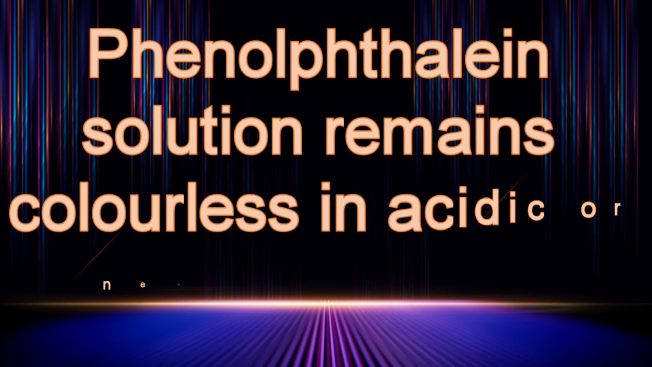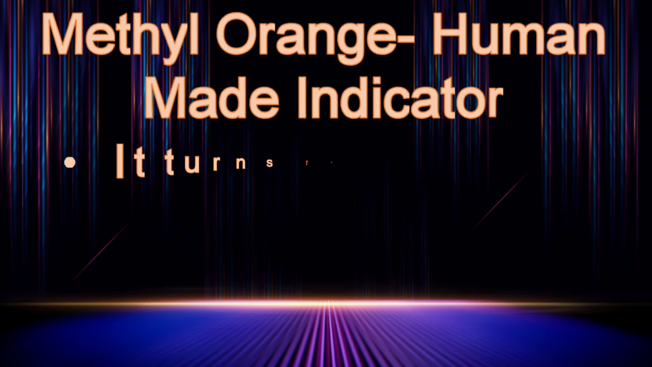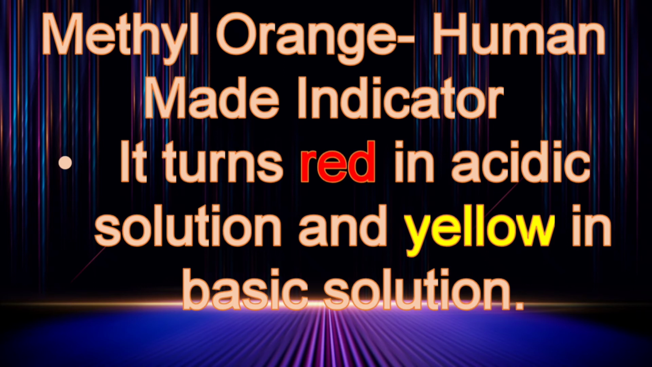Phenolphthalein solution remains colorless in acidic or neutral solution. When you add acid or some neutral solution like water to the phenolphthalein solution, it will not change its color. Next is methyl orange, that is a human made indicator. It turns red in acidic solution and yellow in basic solution.